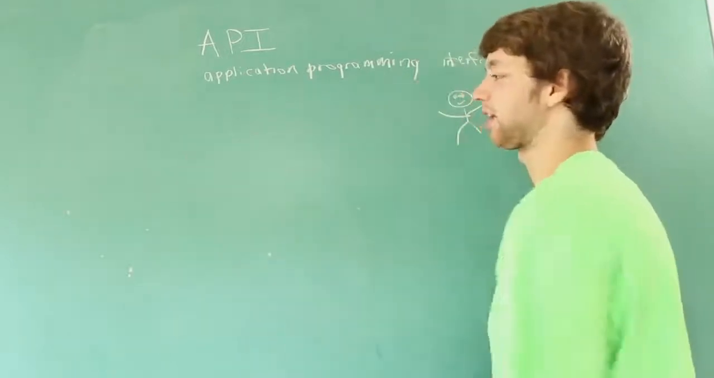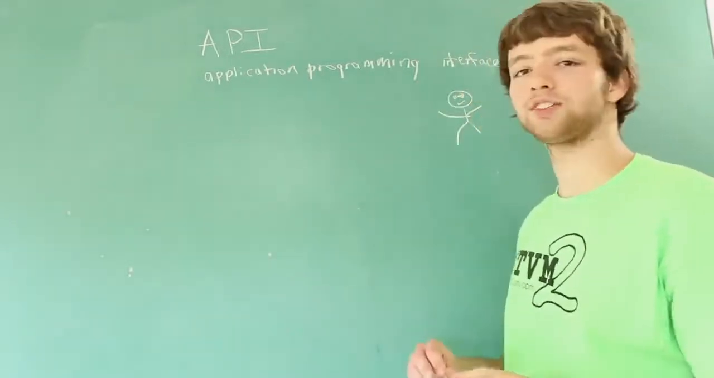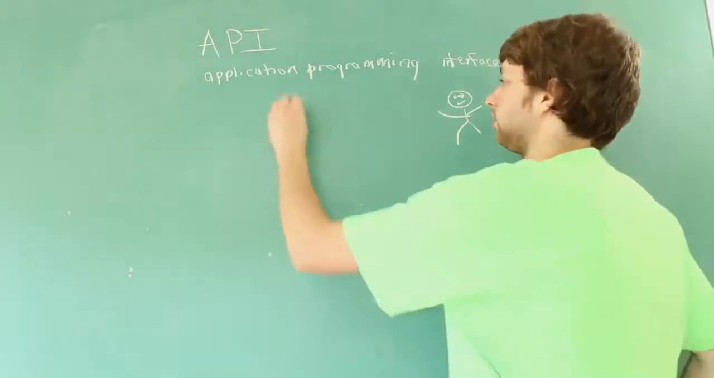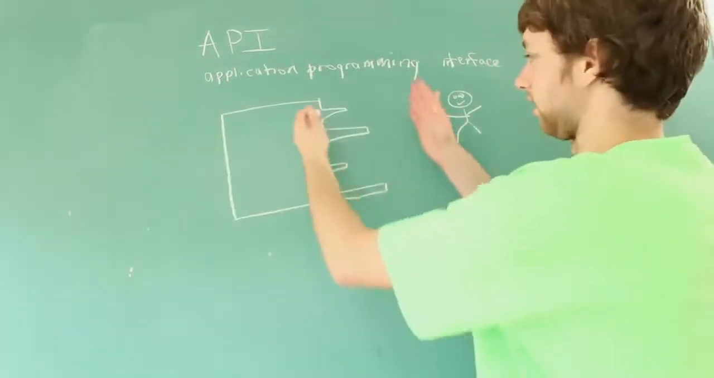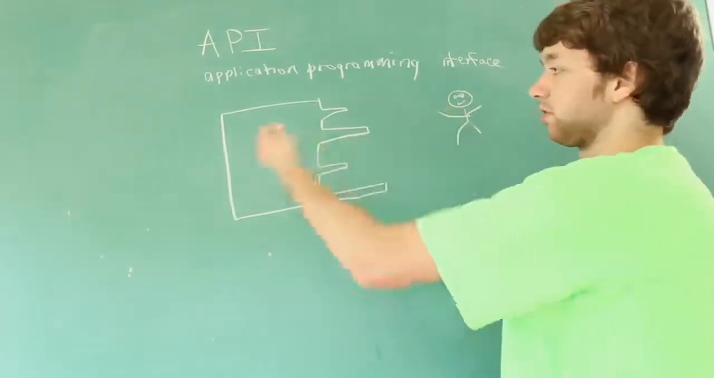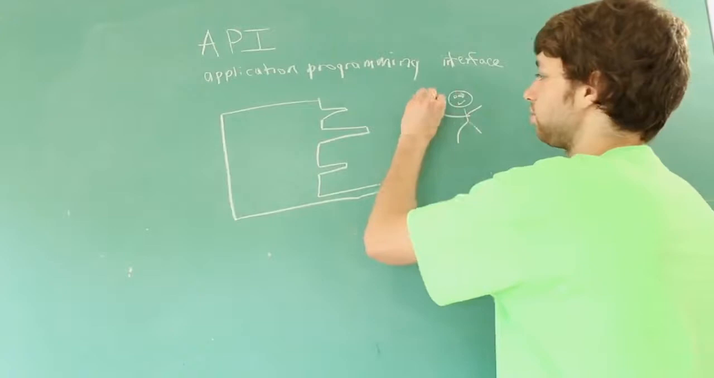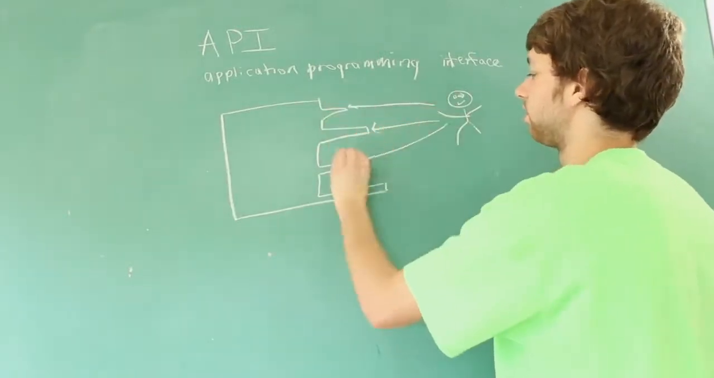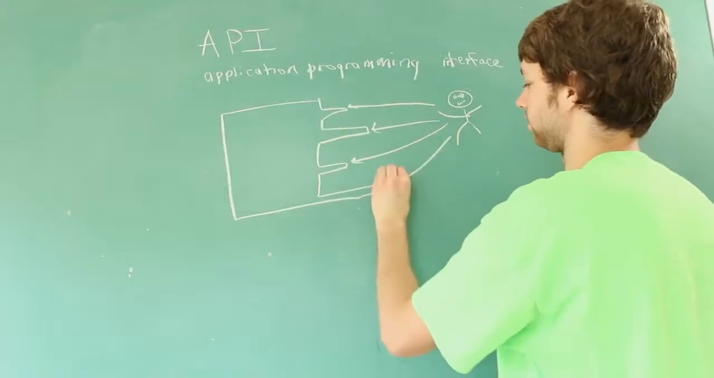So since this application is so legit, let's not even draw it as a square. Let's draw it as like some crazy shape, right? This is kind of like an interface layer. And the only way these people can talk to your application is using these certain points that you allow them to use to communicate with your application.